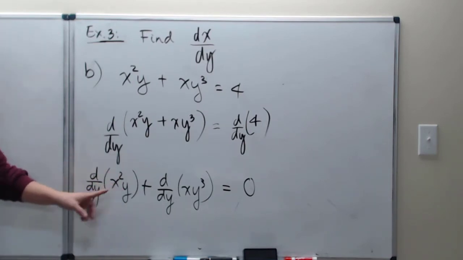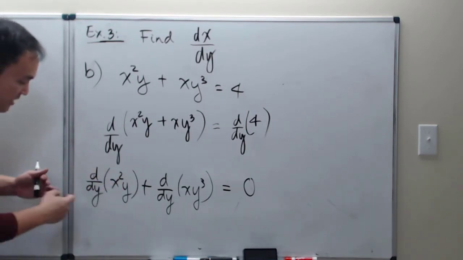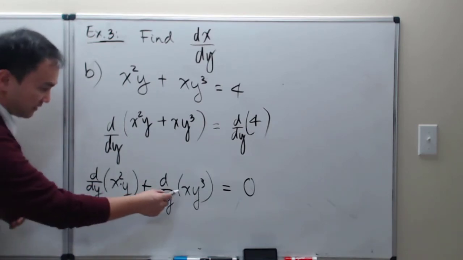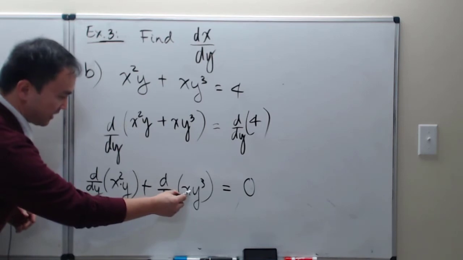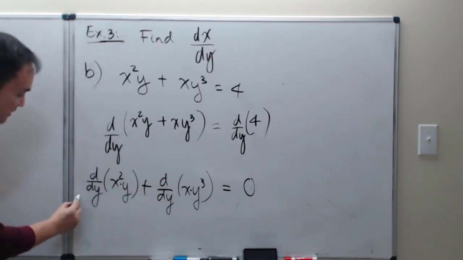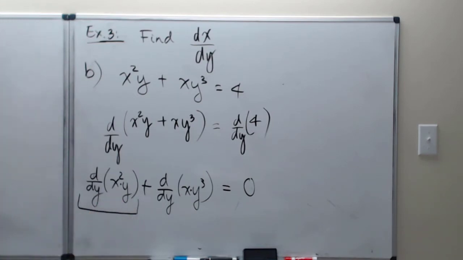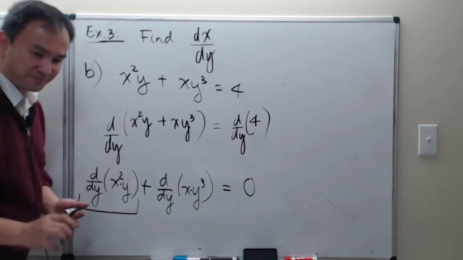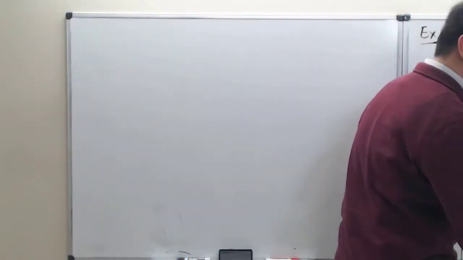So this first term, notice how it has a product between x squared and y, and this next term right here, notice how it has a product between x and y cubed. So now in my next step, I am going to work out that part right there. It's a product, so product rule must apply, right? So now ready into my next step.